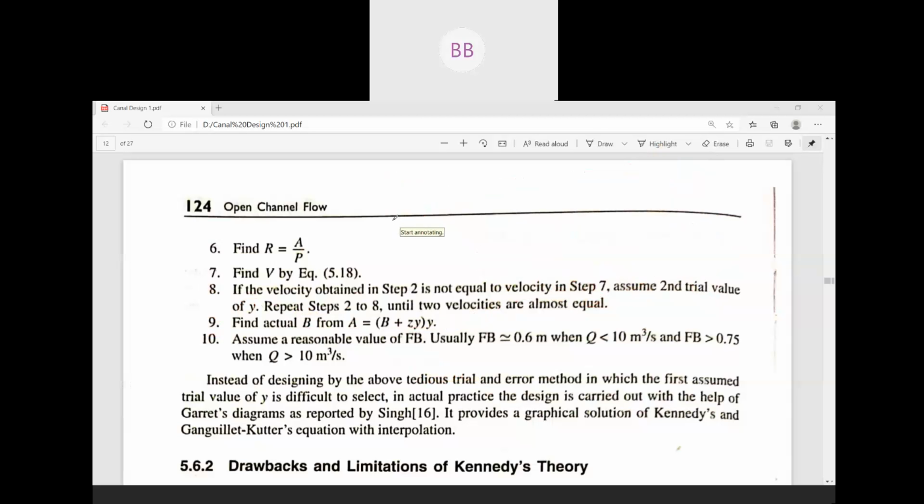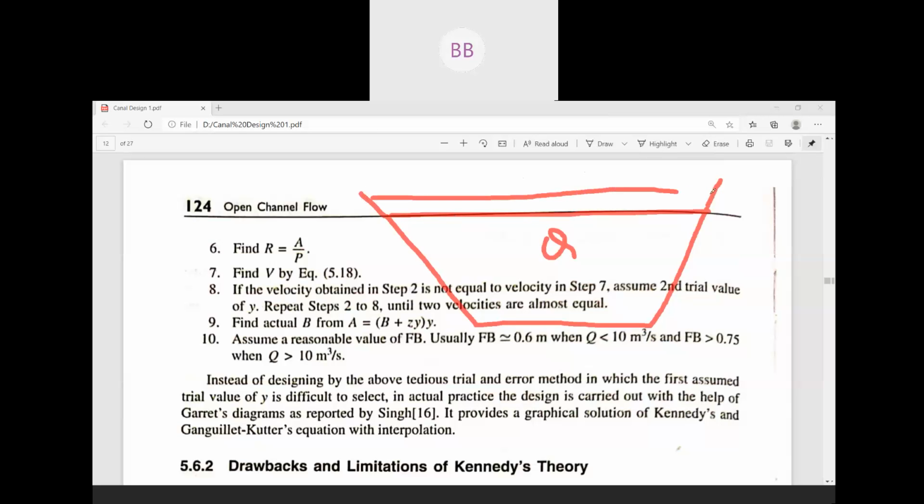So whatever channel we are going to design, we give some extra to that particular channel. This is for discharge Q. If some extra discharge is also coming, then it shouldn't overflow. So this part is nothing but your free board. This part is nothing but your free board.